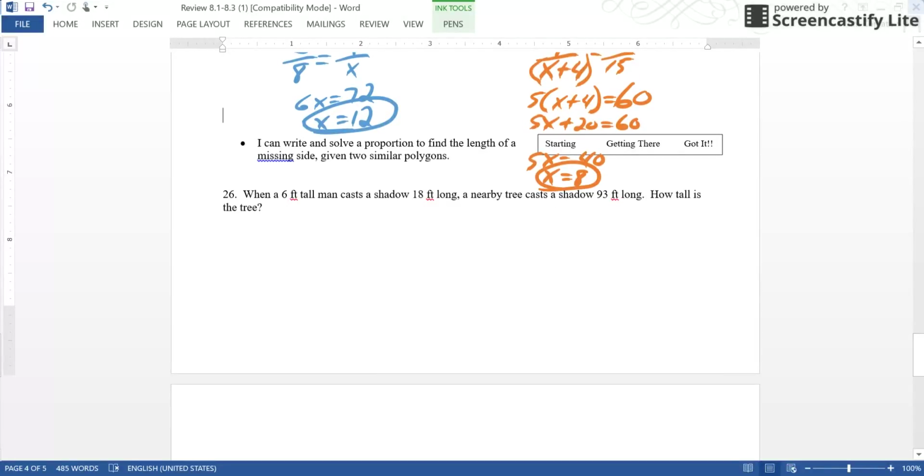So I just made more room on my paper. You guys have one page for this, so just so I can write. Number 26, when a 6-foot man casts a shadow 18 feet long, a nearby tree casts a shadow 93 feet long. So there's a 6-foot man, and he casts a shadow that's 18 feet long. Nearby, there's a big tree, okay, and it casts a shadow that's 93 feet long. How tall is the tree? That's the setup right there.